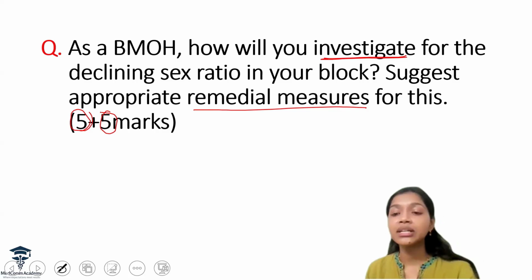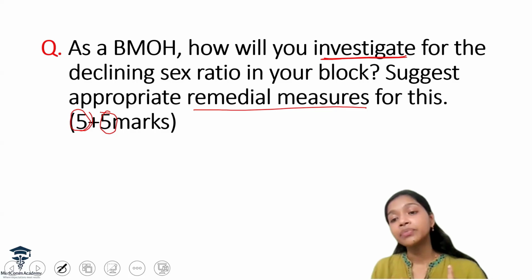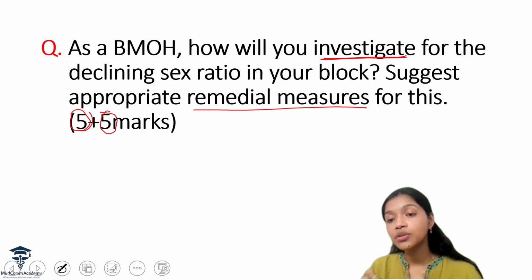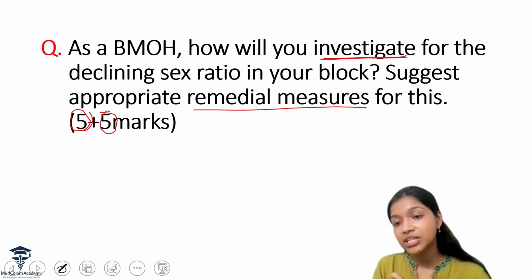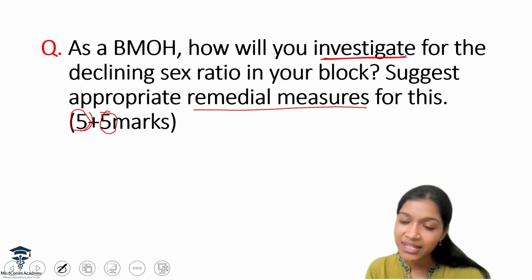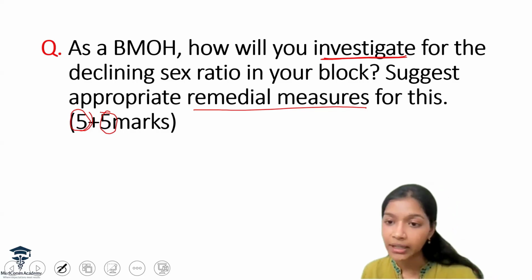Now, say another question comes up asking how the BMOH will approach it: 2 plus 3, what are the potential causes, 3, and maybe the remedial measures, 5. So then 2 plus 3 plus 5. You should frame your investigation answer based only on the 2 marks, so your volume will be that. You can go with headings. Actually, the health planning cycle will work here.